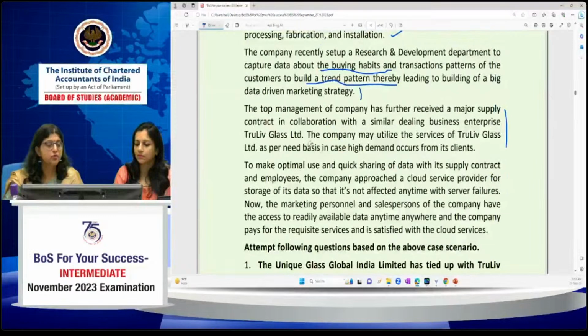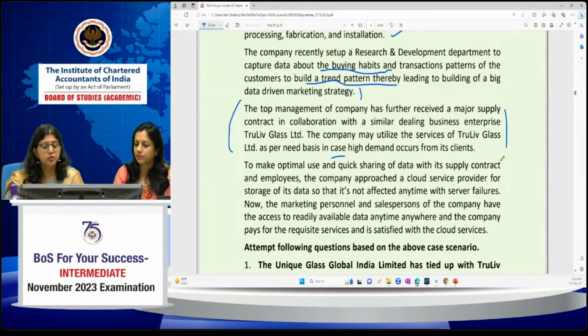The top management of the company has further received a major supply contract in collaboration with a similar dealing business enterprise, TrueLive Glass Limited. Why? Because as the competition is increasing and they have a huge clientele, they have looped in a third party supplier, TrueLive Glass Limited. For what reason? That the company may utilize the services of TrueLive Glass Limited on a need basis. So if they are hard pressed and delivery demands are more, they may utilize the services of TrueLive Glass Limited as the need arises in case high demand occurs from its clients.